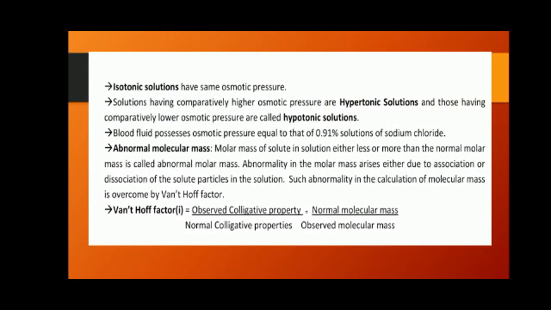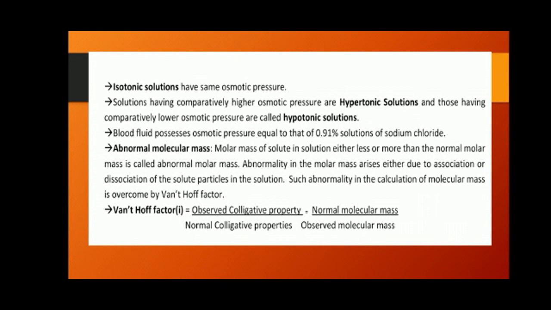Now, isotonic solutions. These are the solutions which have the same osmotic pressure. Next, solutions having comparatively higher osmotic pressure are hypertonic. The solutions which have lower osmotic pressure are called hypotonic. Blood fluid possesses osmotic pressure equal to a 0.9% solution of NaCl.